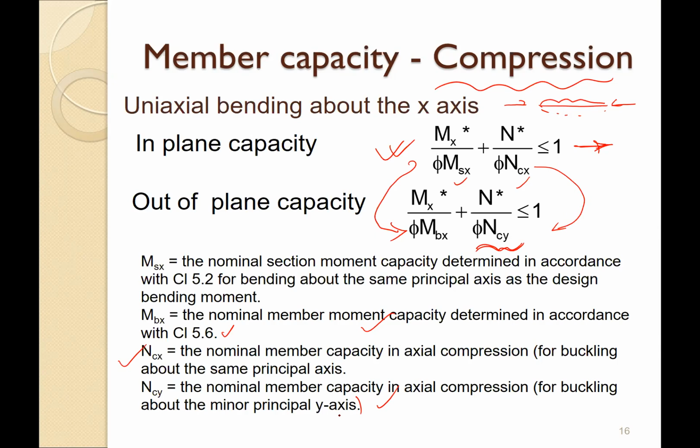Any question about this? This is an important one. So when we have compression and bending, first we check for the in-plane capacity and then we go for the out-of-plane capacity. Look at it this way: if your in-plane capacity fails, then your out-of-plane capacity will obviously fail, because once you allow out-of-plane, all these capacities will be reduced. Okay.